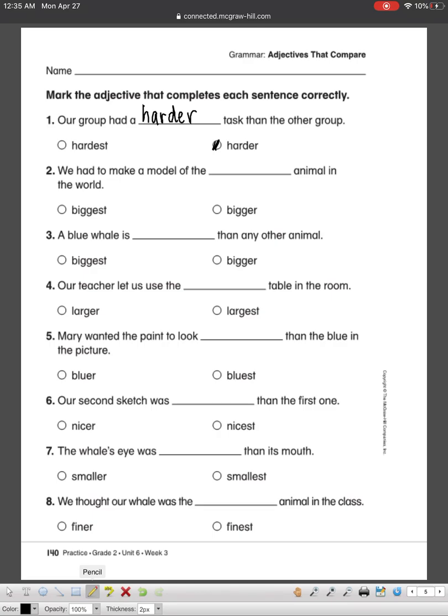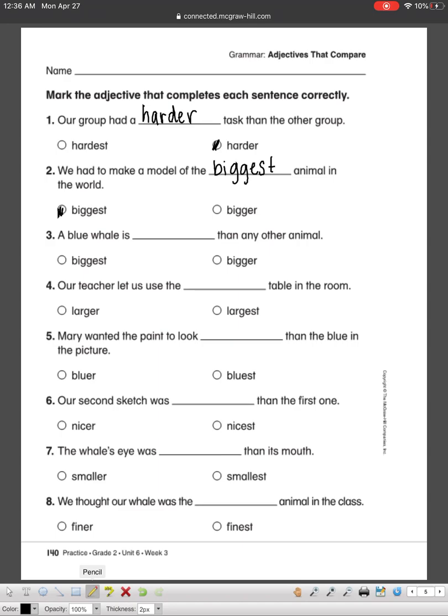Number 2. We had to make a model of the blank animal in the world. Since there are many animals, we are going to use biggest. BIGGEST. We had to make a model of the biggest animal in the world.